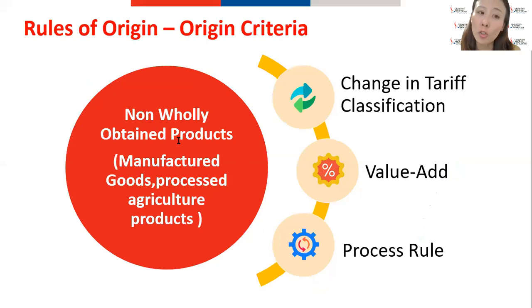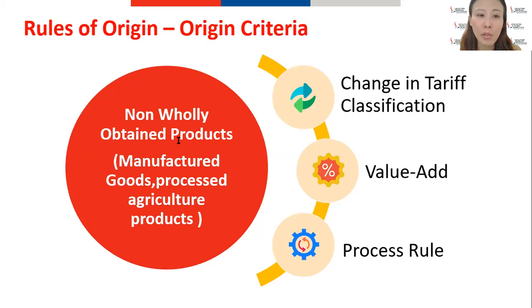So how about non-wholly obtained goods? They are typically applicable for manufactured goods, which might apply for most of you. The origin criteria are generally classified into three categories. One, change in tariff classification, which means the harmonized system codes of the final product and its raw materials, which are not originating within the FTA, have to be different at a specific tariff classification.